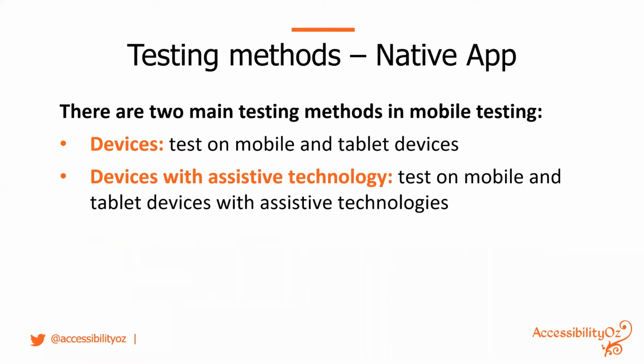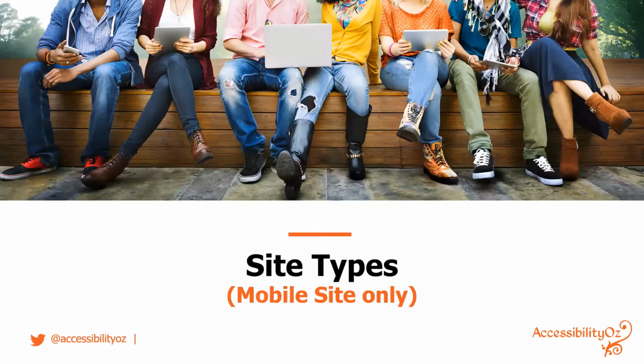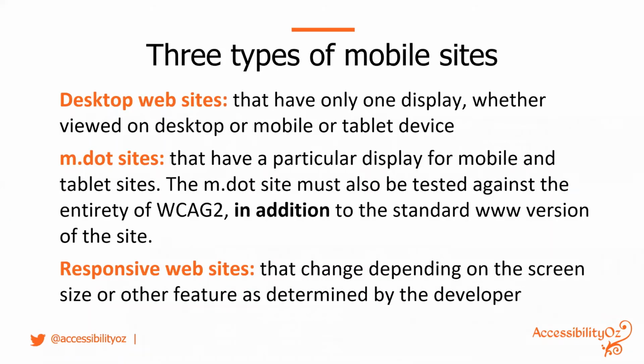With native apps, there are really only two testing methods: testing with devices and testing with devices with assistive technologies. So let's talk about site types, because when it comes to mobile sites, site types are really important in terms of what it is that you end up testing. There are basically three types of mobile sites.